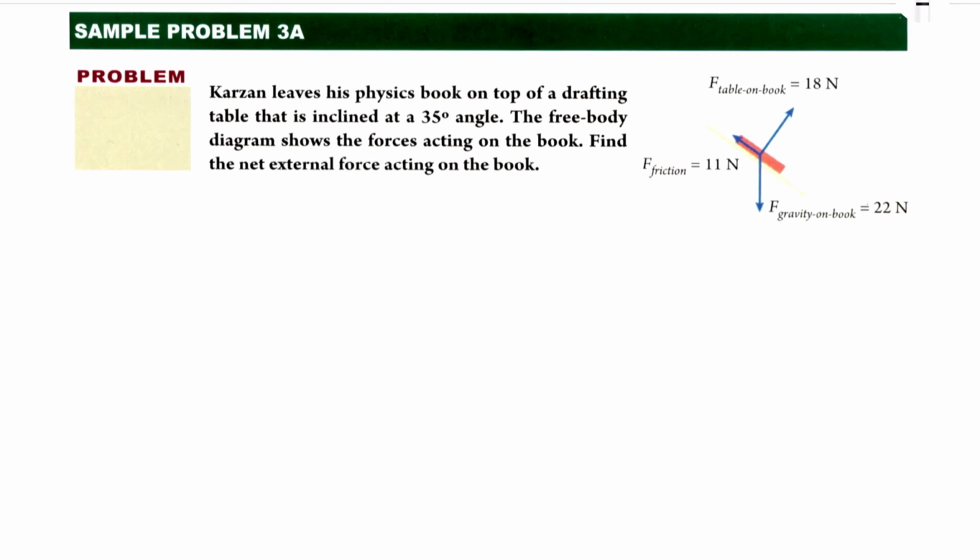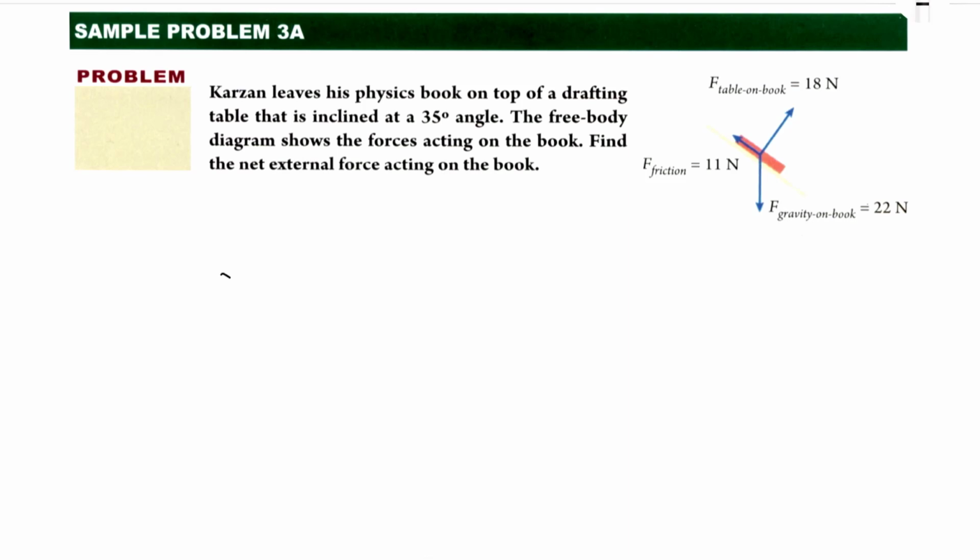Now we reach sample problem 3a. It says Karzan leaves his physics book on top of a drafting table that is inclined at a 35-degree angle. The free body diagram shows the forces acting on the book. Find the net external force acting on the book.